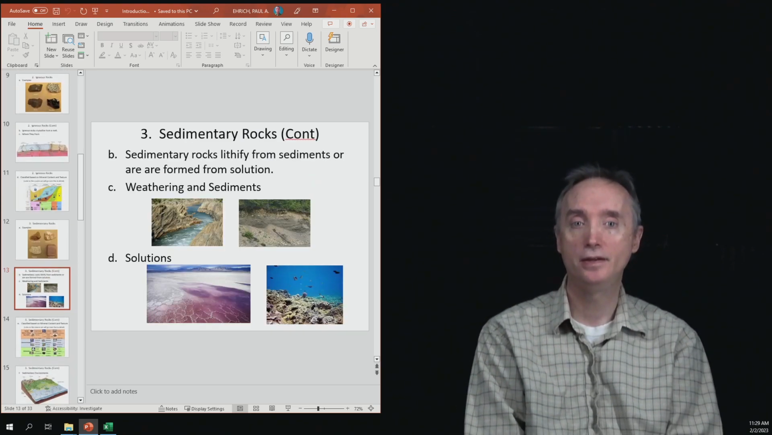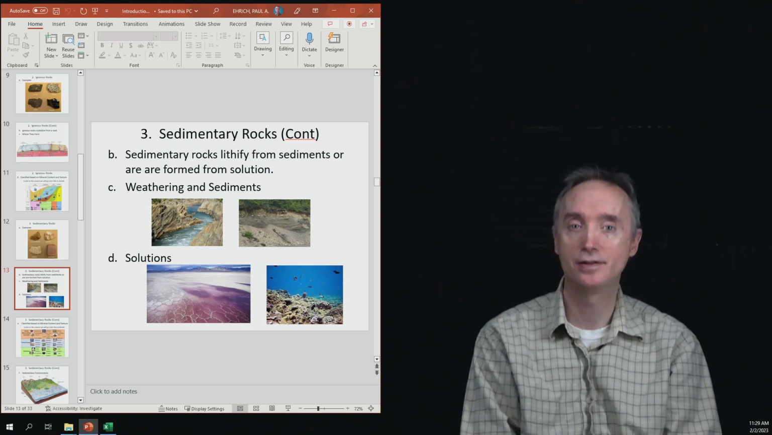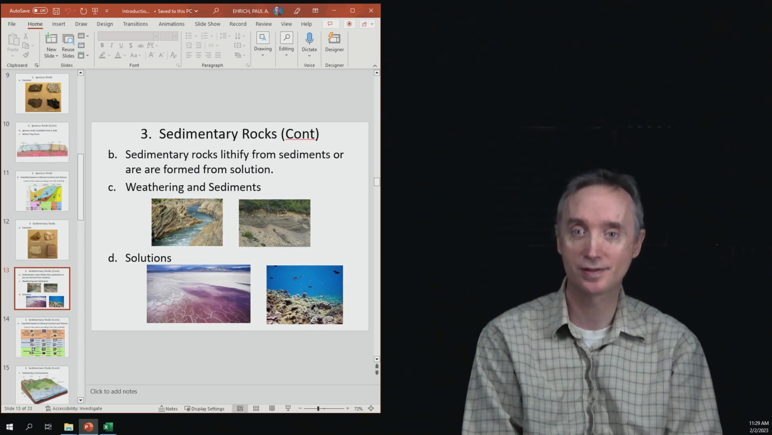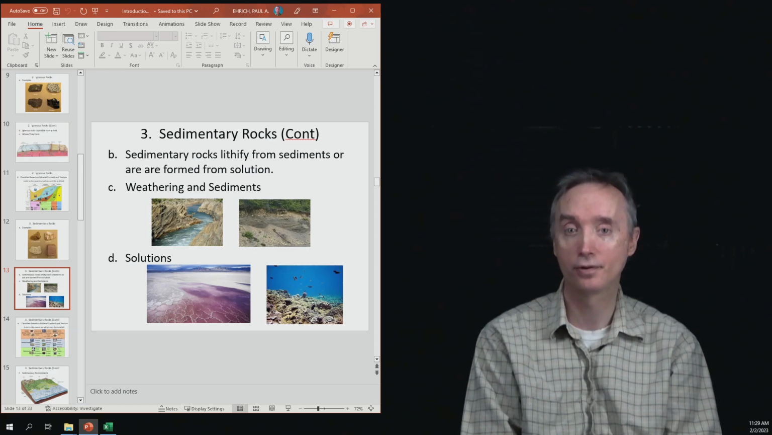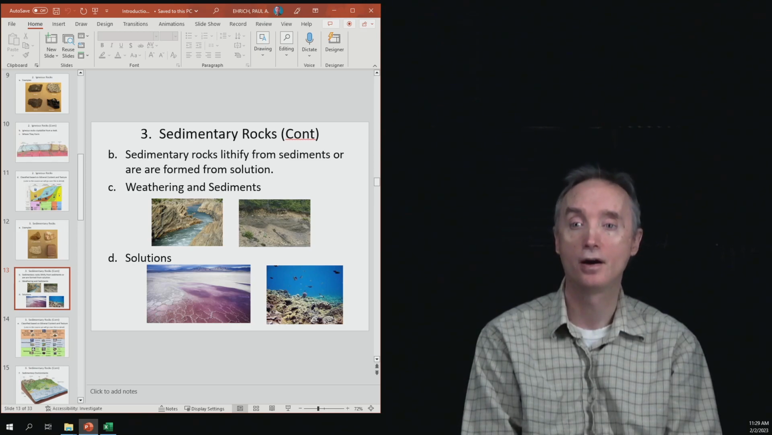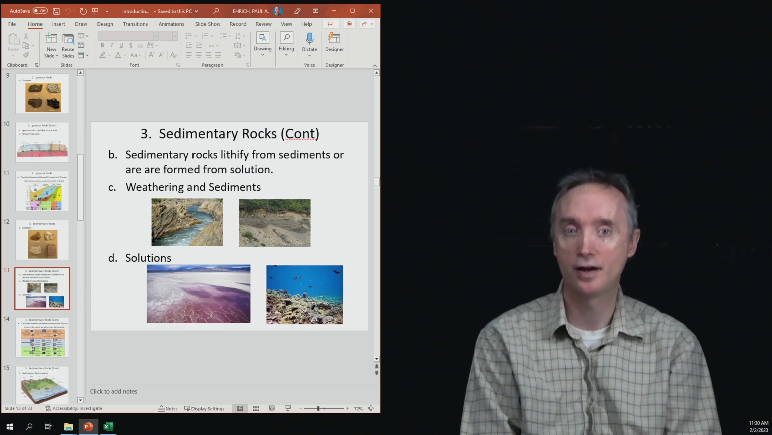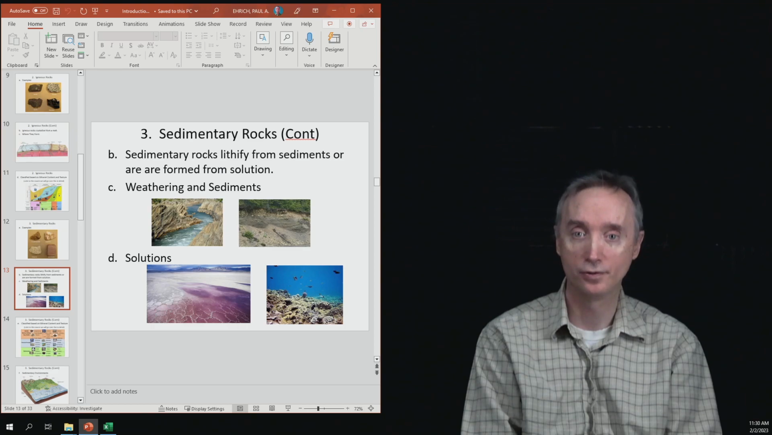So what is going to be the definition of a sedimentary rock? So sedimentary rocks lithify. So lithification is the process by which sediments are going to be either glued together or they're going to precipitate and then are going to crystallize as a sedimentary rock. So that's what we mean by lithify. So sedimentary rocks lithify from sediments, or they're formed from solutions.